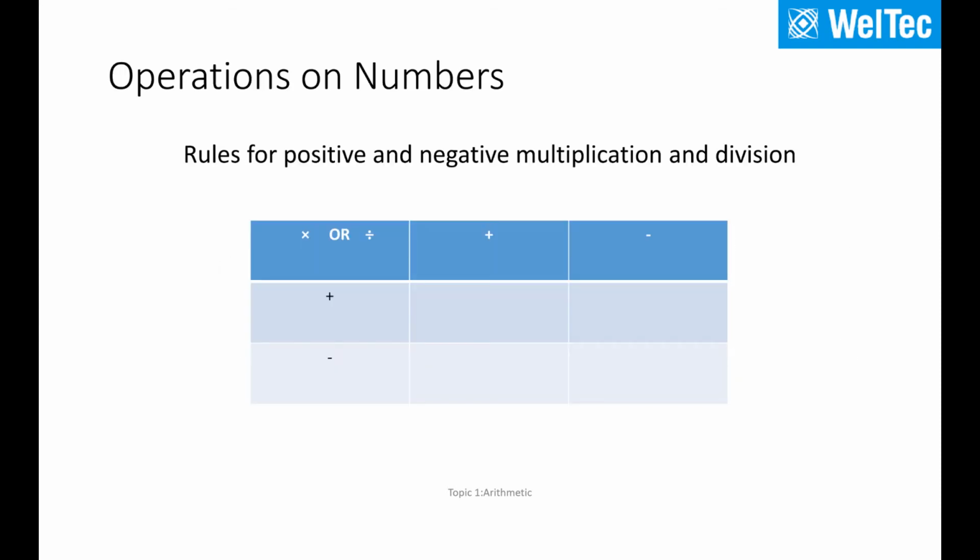There are rules for multiplying positive and negative numbers. Multiplying and dividing are kind of the same thing, so we'll treat them as the same here. So if we multiply a positive number by a positive number, the answer is going to be a positive number. If we multiply a positive number by a negative number, the answer is going to be a negative number. Conversely, if we multiply a negative number by a positive number, the answer is going to be negative. And if we multiply or divide a negative number by a negative number, then our answer is going to be positive.